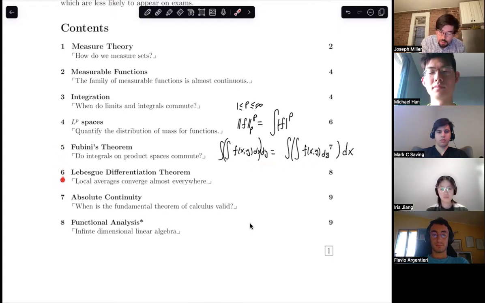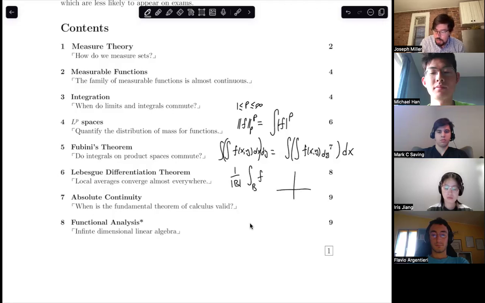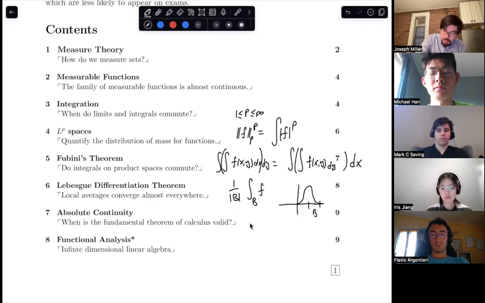The next is the Lebesgue differentiation theorem, which we'll talk about later, which is on understanding what happens when I take what I think of as local averages of functions. So the way I think about it is, let's say I have a graph of a function, and I want to look at some ball, and I want to take the average of my function. So this is the average of my function on the ball.